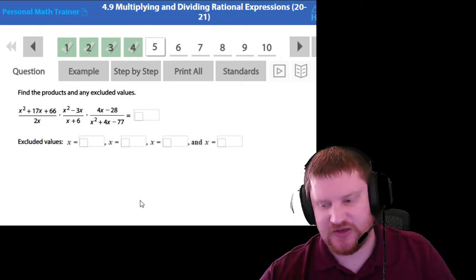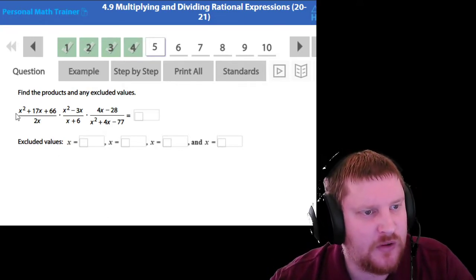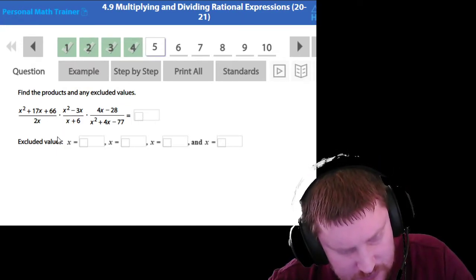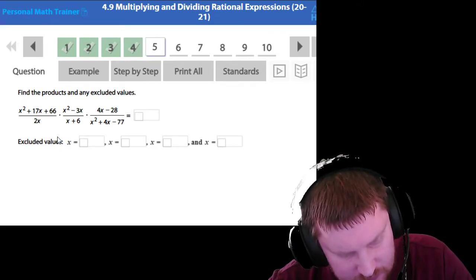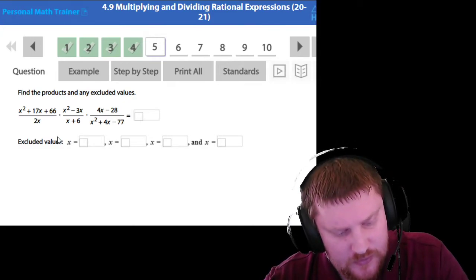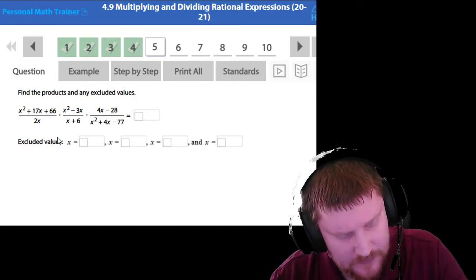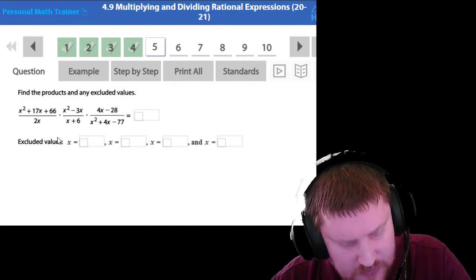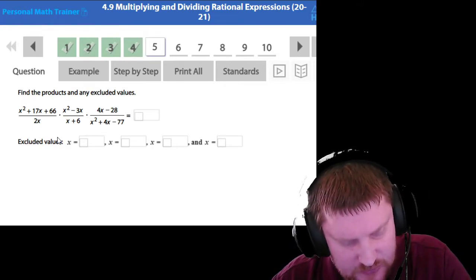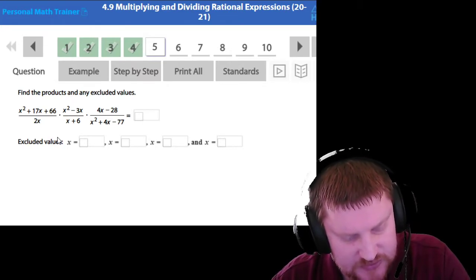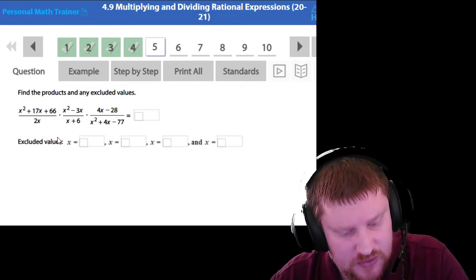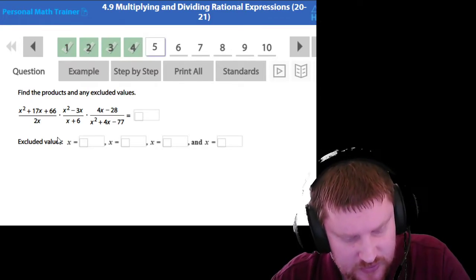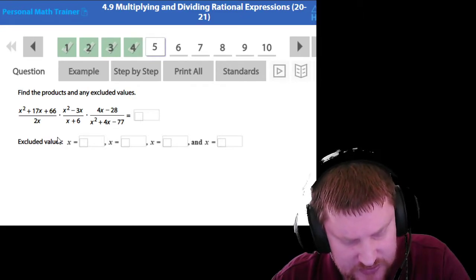Alright, so now we're multiplying 3 things together. Won't that be fun? X squared plus 17x plus 66 over 2x, times x squared minus 3x over x plus 6, times 4x minus 28 over x squared plus 4x minus 77.